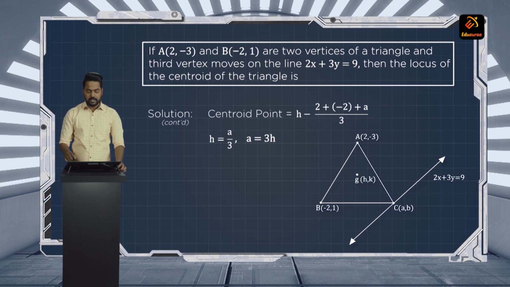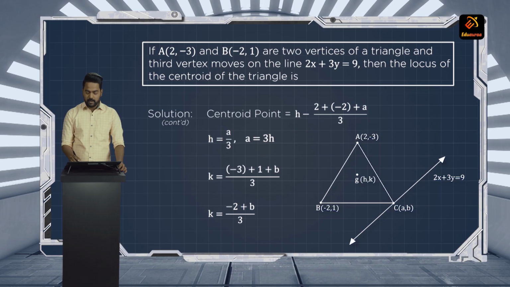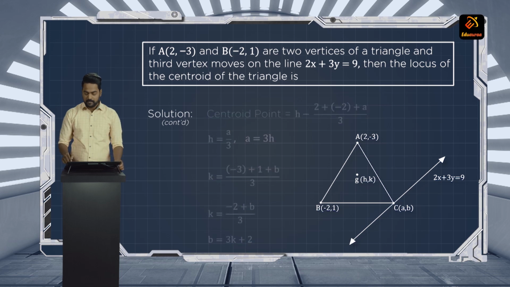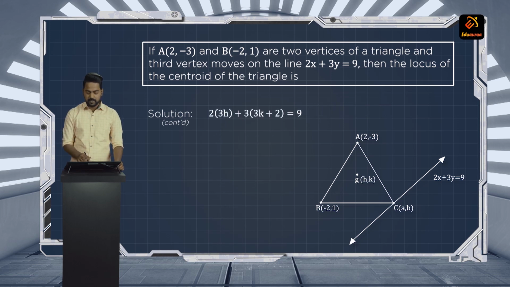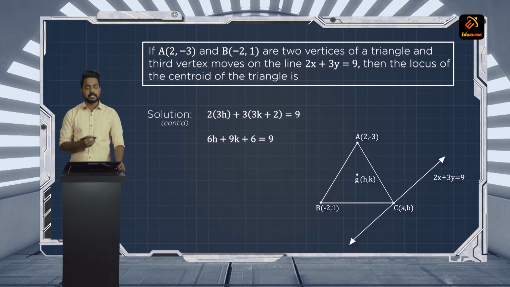Similarly, the y coordinate of the centroid, that is k, will be equal to (-3 plus 1 plus b) upon 3. So it will be k is equal to (-2 plus b) the whole upon 3. So b will be equal to what? 3k plus 2. Now this a is equal to 3h and b is equal to 3k plus 2 can be substituted in the equation 2a plus 3b equal to 9. So it will be 2 into 3h plus 3 into (3k plus 2) is equal to 9. If I open this, it will be 6h plus 9k plus 6 equal to 9.